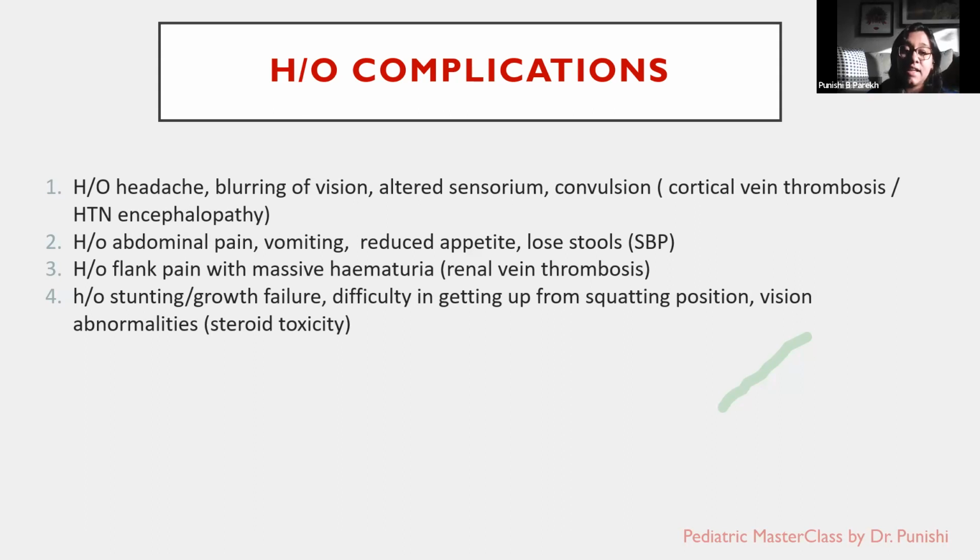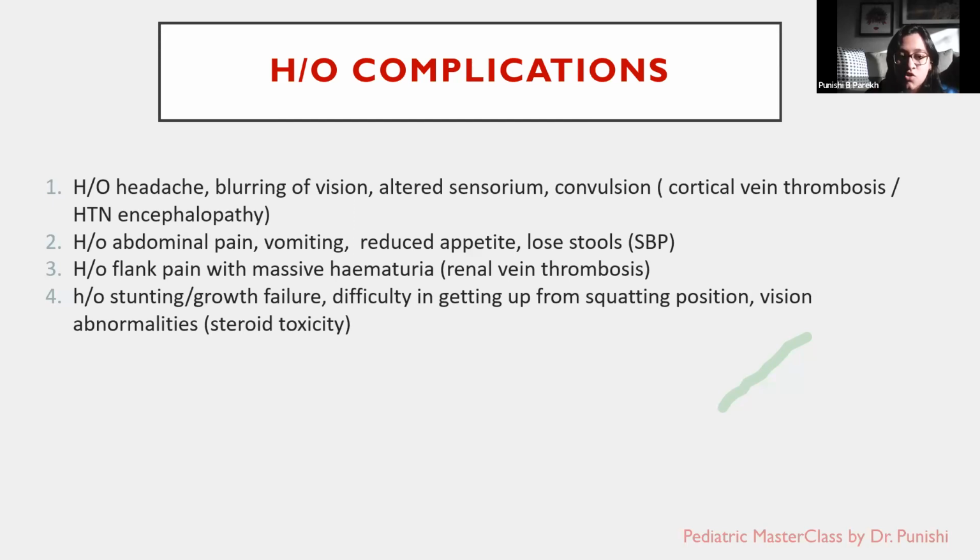You have difficulty in getting up from squatting position. So basically, it's proximal myopathy. Common complications of prolonged or long-term steroid use: you have short stature or growth failure. You will have difficulty in getting up from the squatting position, or proximal myopathy, both in the upper and the lower limbs. You can have cataract. You can have loss of mineral bone density or increased risk of fracture.